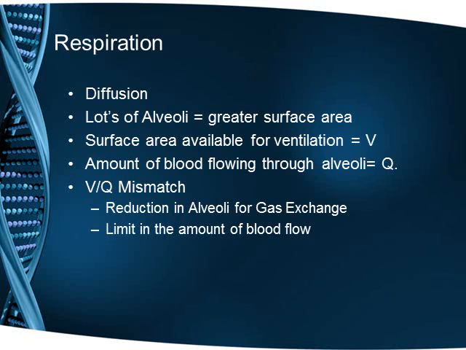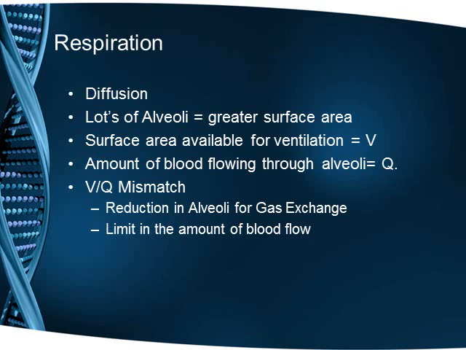Now, when I talk about Q with a VQ mismatch, it's the limited amount of blood flow. So let's think about a patient that has a pulmonary embolism, and blood flow is being interrupted to the lungs. Am I bringing in enough blood through there to circulate through the alveoli for gas exchange? No. So I have a VQ mismatch. This time it's on the Q side.